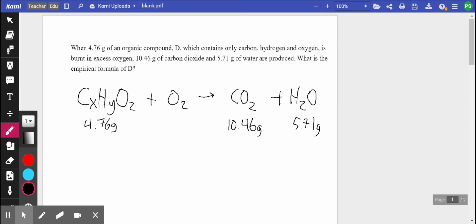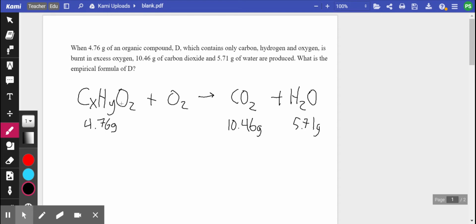Today we're going to be looking at one of the very common questions in IB, which is to identify an unknown organic compound based on stoichiometry and the mass of carbon dioxide and water produced. So this is the type of question you're going to get. Once you know the method, it is very simple to solve.